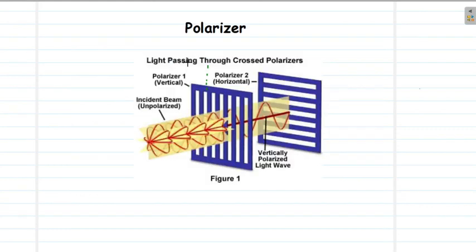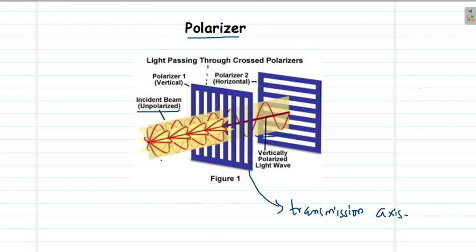Hello students, in today's class we will try to understand the working of polarizers. A polarizer is an optical device that is used to convert unpolarized light into plane polarized light. A polarizer has a particular axis called the transmission axis, and it allows only those components of the electric field that are parallel to this transmission axis to pass through it.